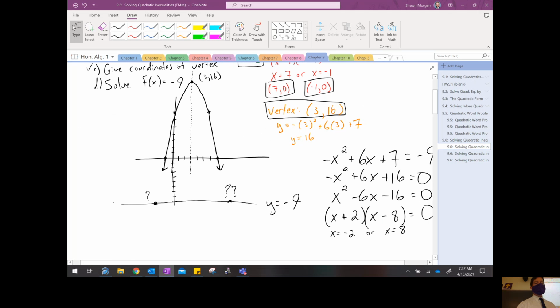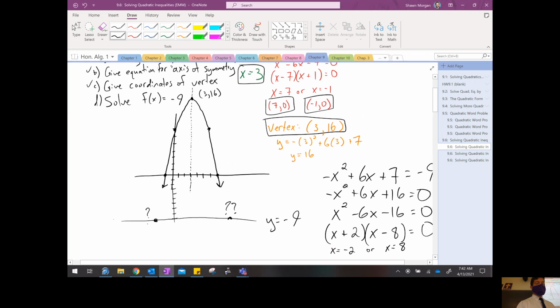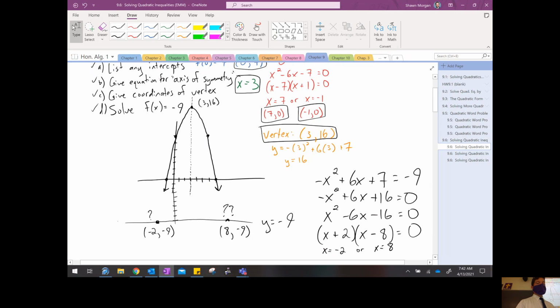Now, is that in line with my picture? So this point right here would be -2, -9, and this one would be 8, -9. And so we have solved part D.